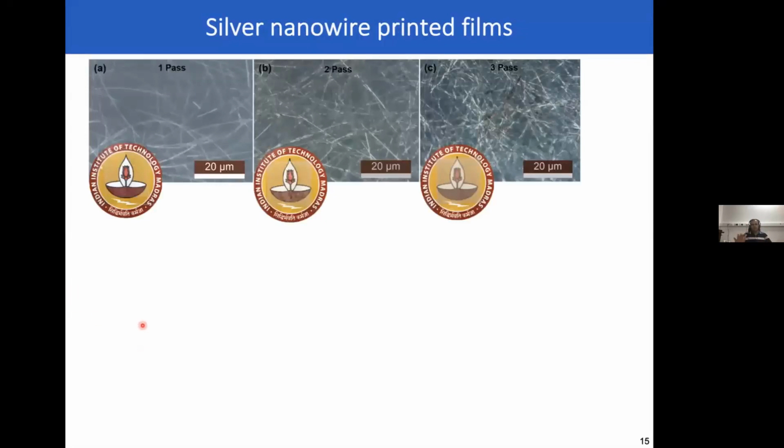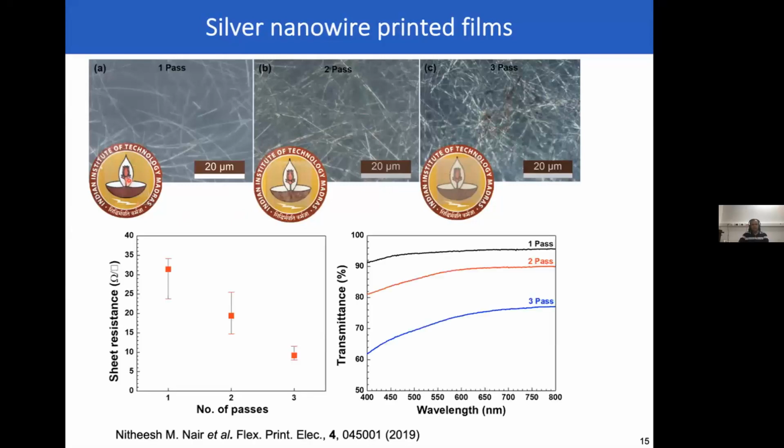So we start with pure silver nanowires, and this is printed on a PET substrate. When I say one pass, I essentially mean I have one layer of silver nanowires. On top of it, I add another layer that's 2 pass, and one more layer that's 3 pass. And you can see from the results, the more nanowires I have, obviously lower is the sheet resistance. But at the same time, more nanowires I have, lower is the transmittance.